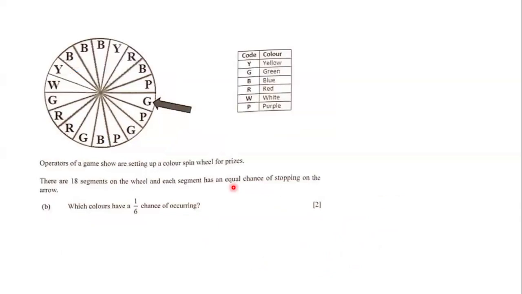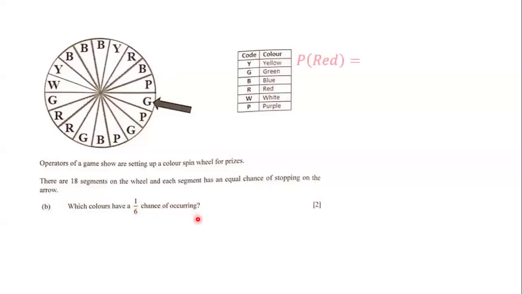Next, it says that operators of a game show are setting up a color spin wheel for prizes. There are 18 segments on the wheel, and each segment has an equal chance of stopping on the arrow. Which colors have a 1 over 6 chance of occurring?